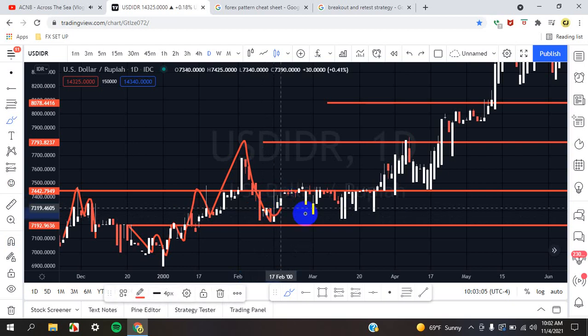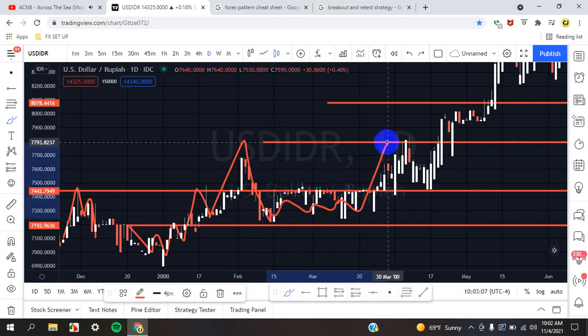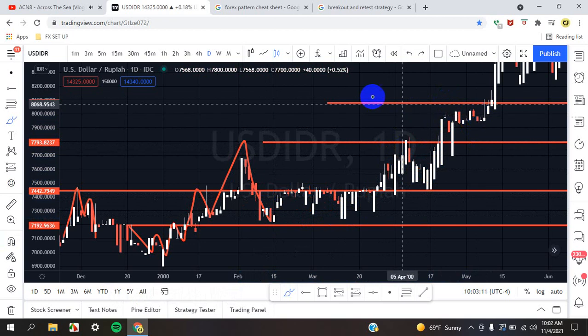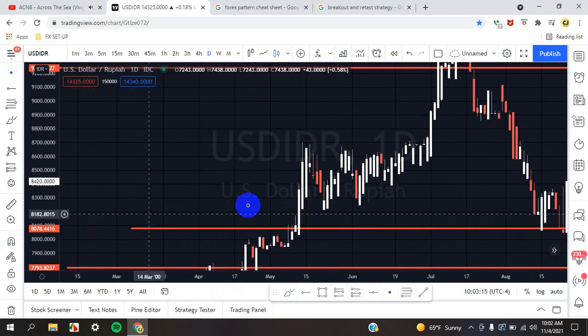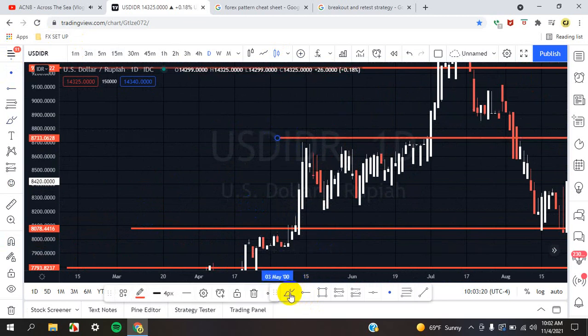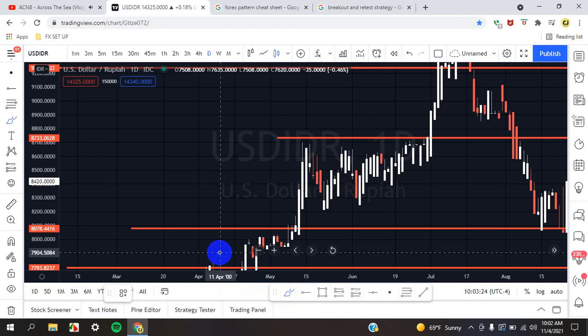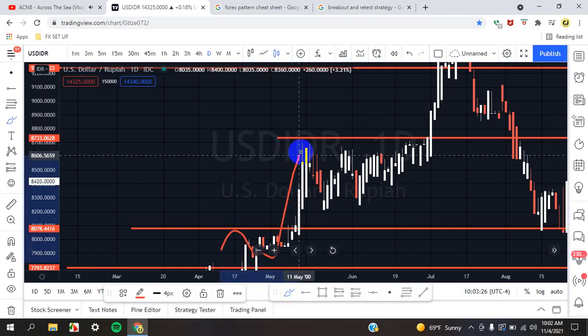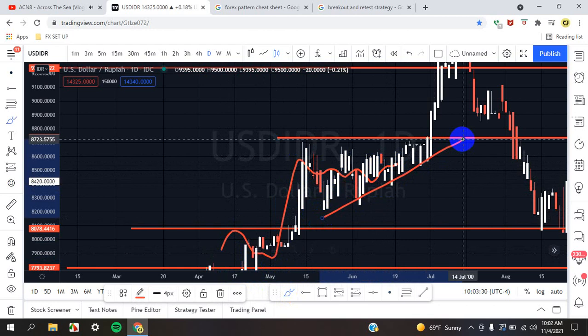It consolidated, and then market broke up to the next level, consolidated. Market broke up to the next level, consolidated. So a lot of consolidation, a lot of market range and a lot of extension. And we have another level here. So after the market consolidated at this level, it broke up to the next level, consolidated. And you can see that incline of work as the market's working its way up.